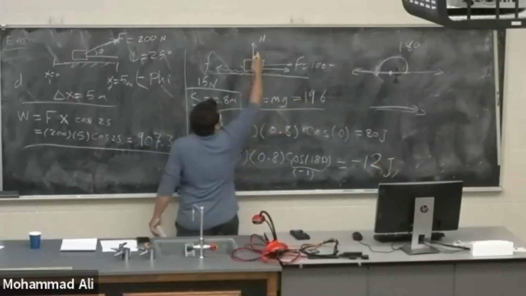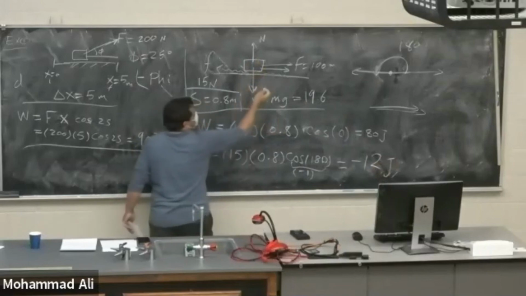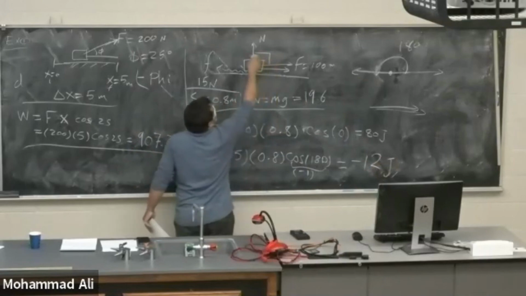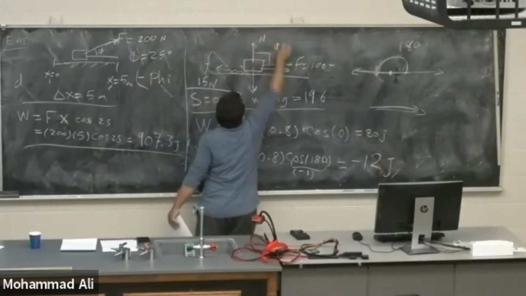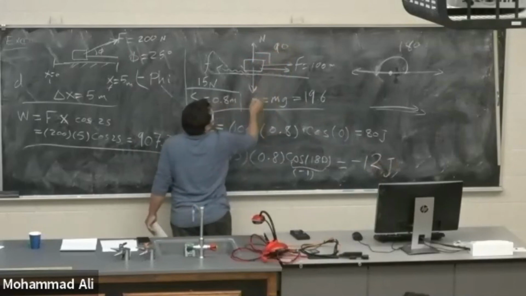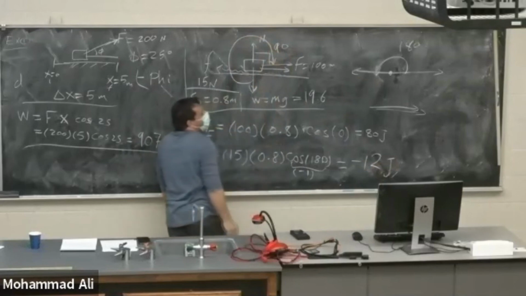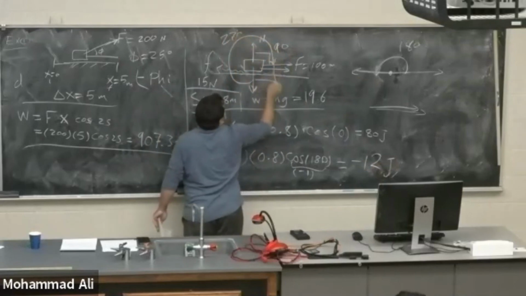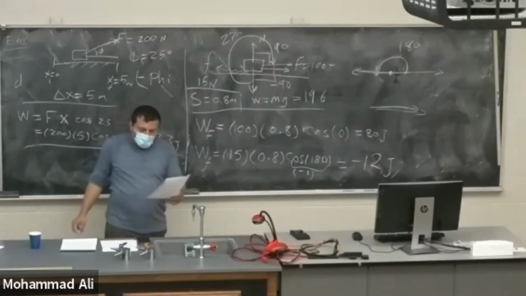The normal force and the weight force, whatever they equal to, because the angle between the normal force and the distance is 90. Cosine 90 is 0. The angle between the weight and the distance is 270 or minus 90. It's okay. The work is again equal to 0.